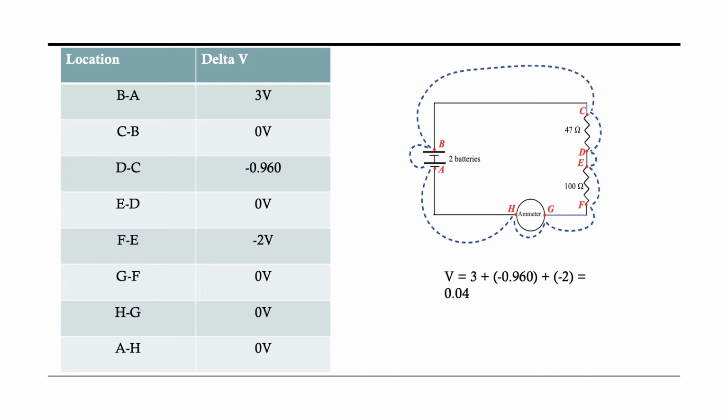So we decided to measure the potential difference between different spots in the circuit that we labeled A, B, C, D, and so on. Those are the delta V on the second part of the table, and the sum of the voltages stated by Kirchhoff's rule should be equal to 0, and in our case we got 0.04, which is pretty close to 0.